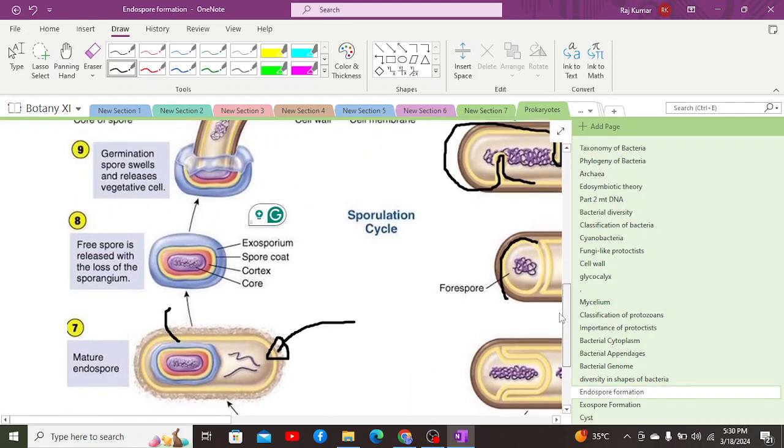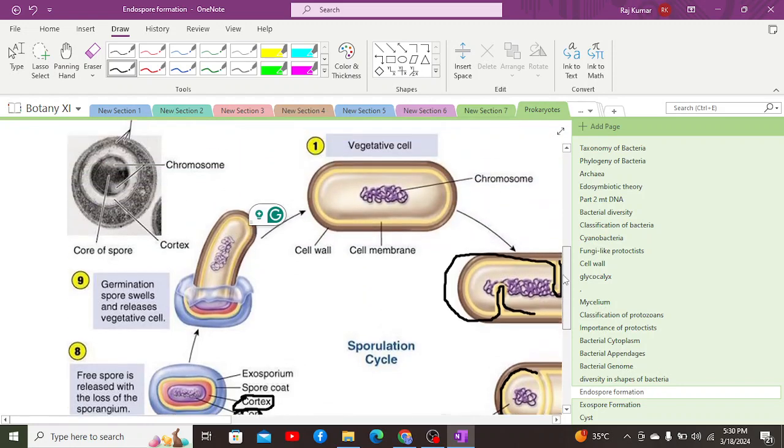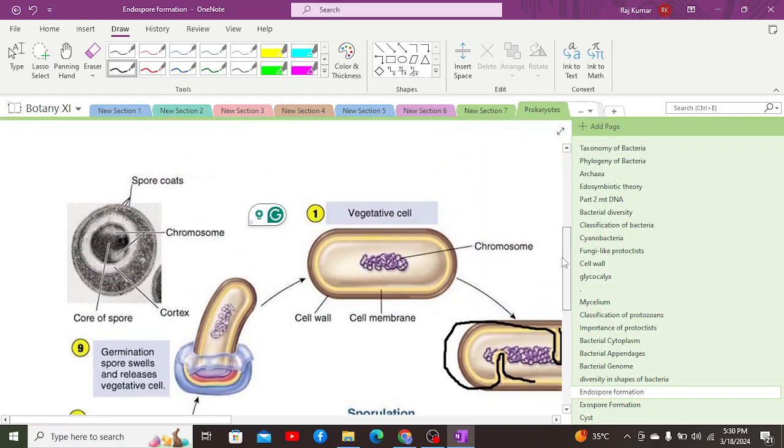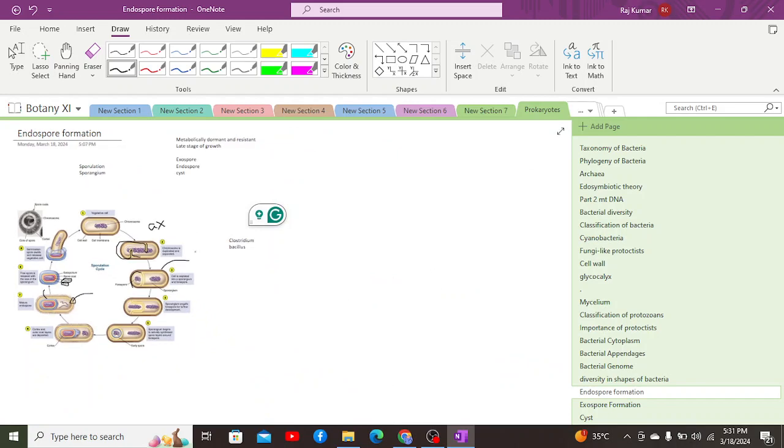And when it comes to the number of layers around the endospore, the endospore has a core, which is the innermost layer, a thick resistant layer, after which there is the cortex, after which there is the outer coat. So this is how the layers are formed. And this is about the formation of endospore.